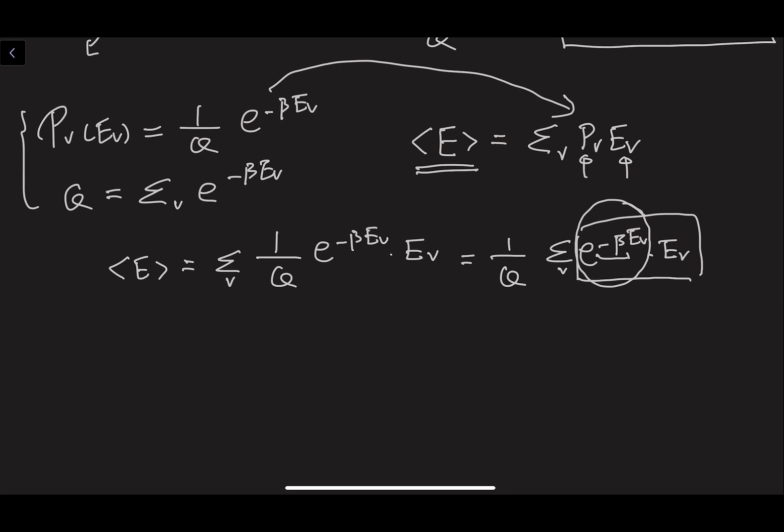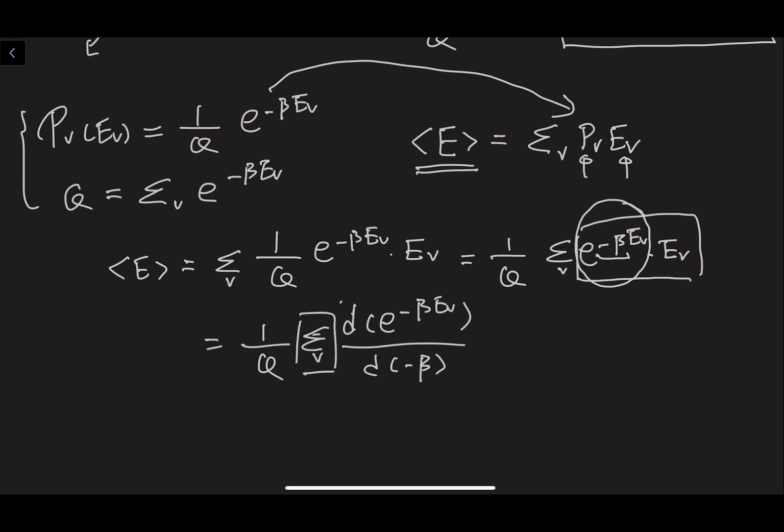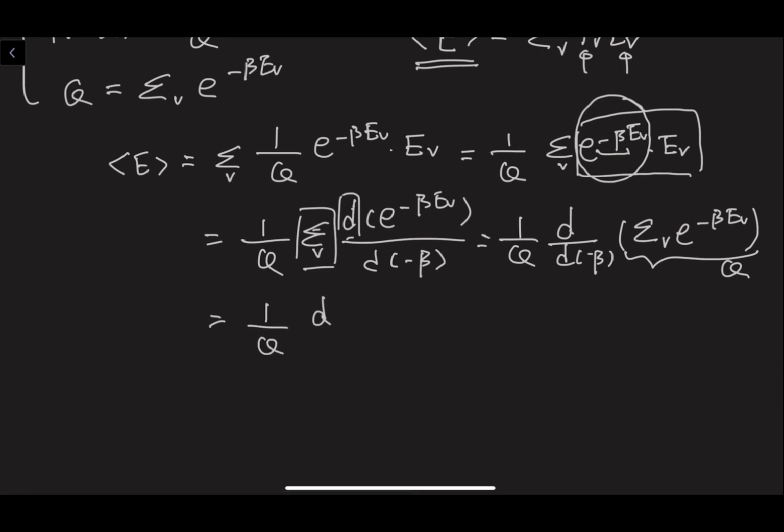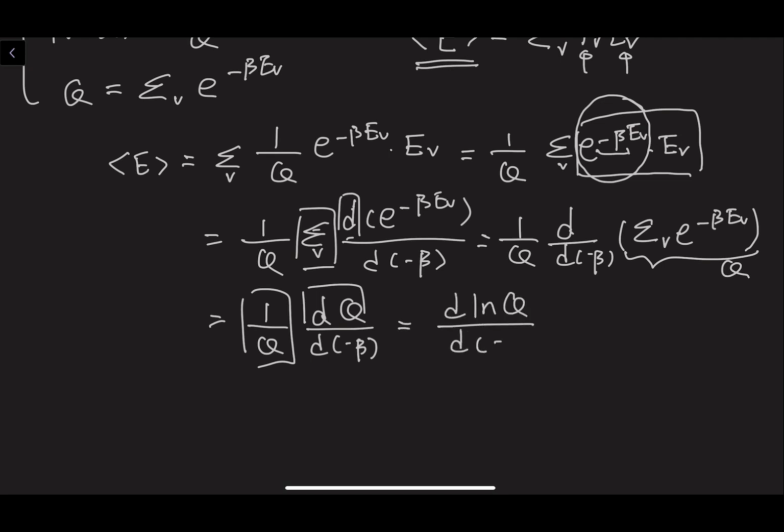Let's continue to simplify this. Instead of keeping it like that, let's write this as a derivative: the derivative of e to the minus beta EV with respect to minus beta. Because the sum is interchangeable with differentiation, we get d minus beta of the sum over the states of the Boltzmann factor. Now you can immediately recognize that this whole term gives you Q. So the average energy equals 1 over Q times dQ d minus beta, and we also know that 1 over Q dQ is d log Q, so this is d log Q d minus beta.